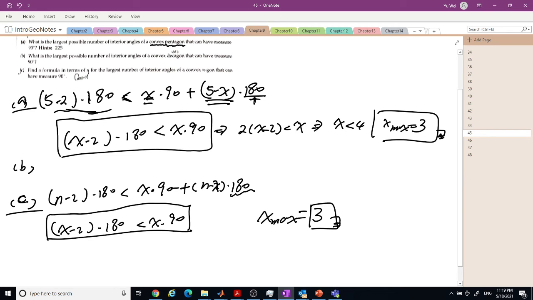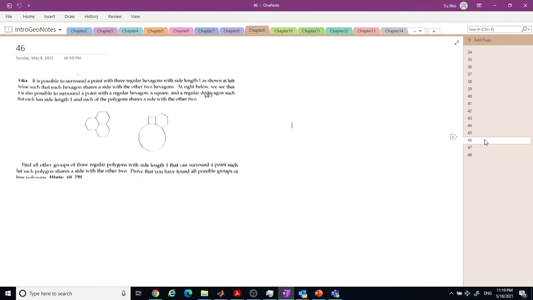So no matter how many sides, if it is a convex n-gon, the maximum number of interior angles that can be 90 degrees is 3. So this is the construction that lets you find it.